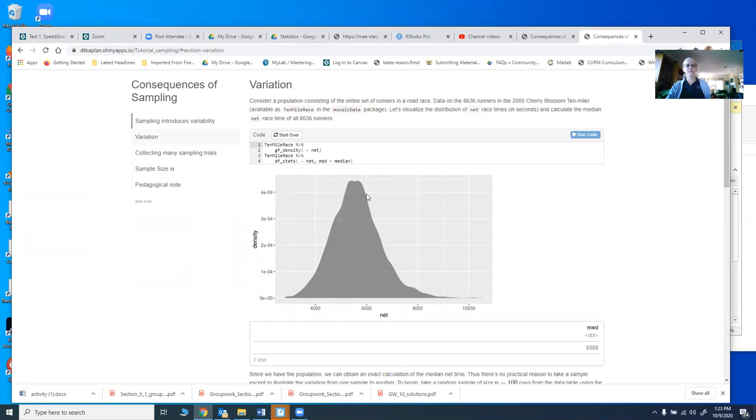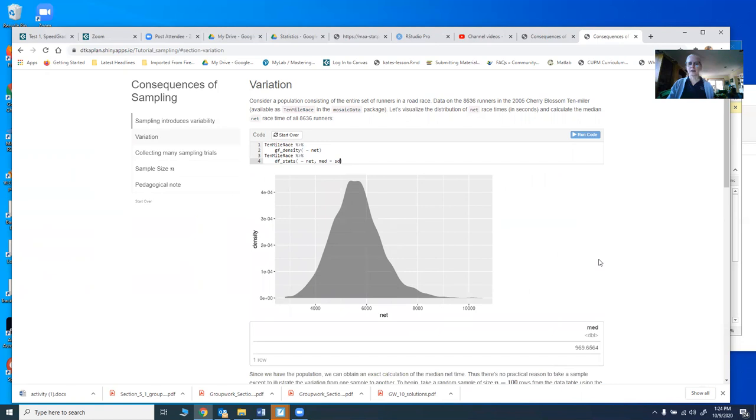So here's that entire population value. This is for all 8,636 racers, their net race times. In other words, it's not their actual race time that they finished the race. It's how long it took them to finish the race, which is the net time. And here's the median, actually. We're doing median in this case. I'm also, just for the fun of it, just to show you what it could be, going to do SD also.